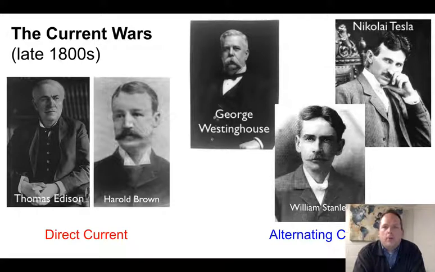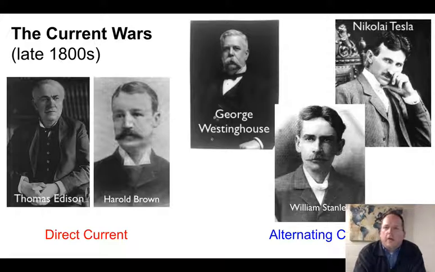Harold Brown, who worked for Edison, this engineer, held public displays where he executed retired circus animals via AC circuits to demonstrate the supposed danger of high voltage AC circuitry, trying to convince people you don't want this in your house. You need this safe direct current. Well, they eventually lost because AC is actually fundamentally superior for delivering electricity.